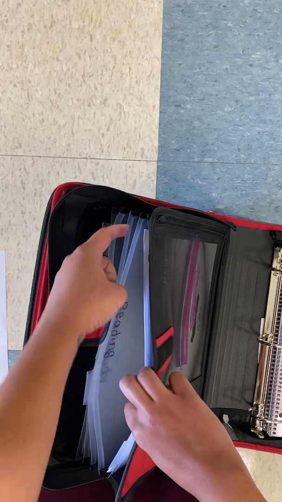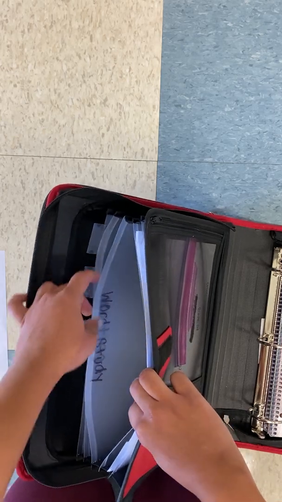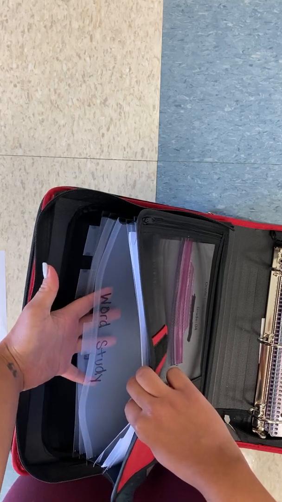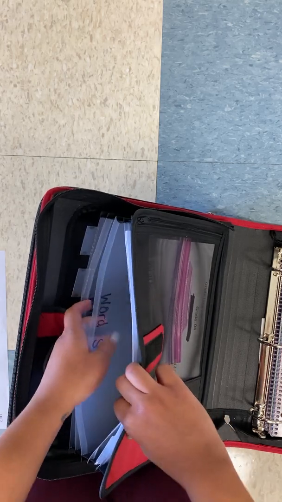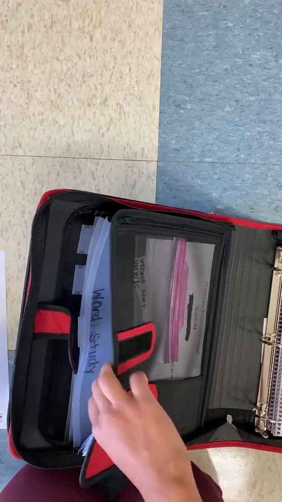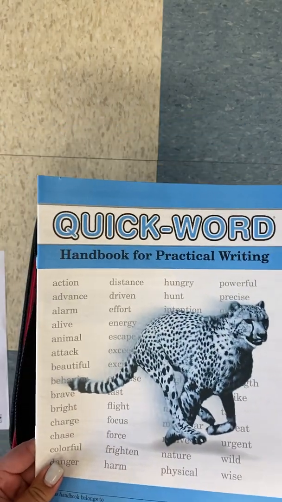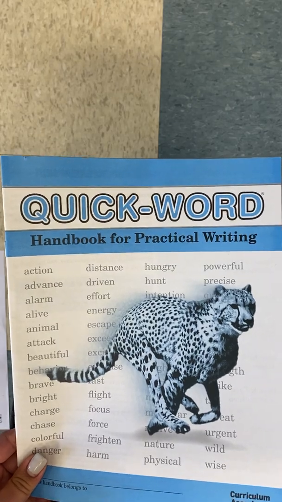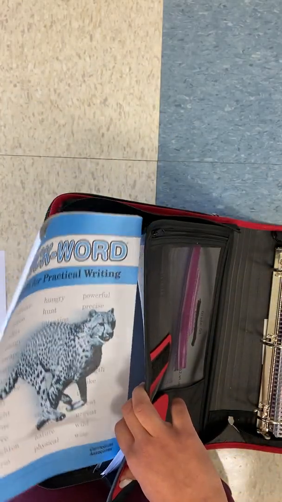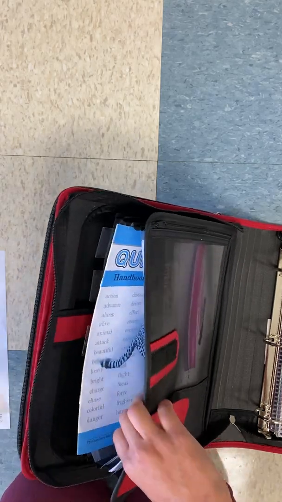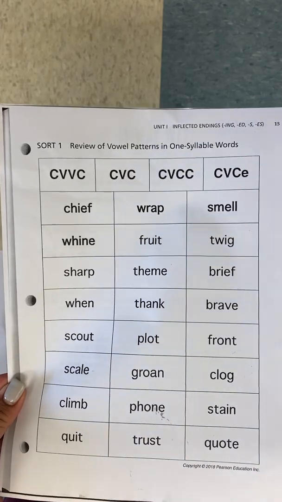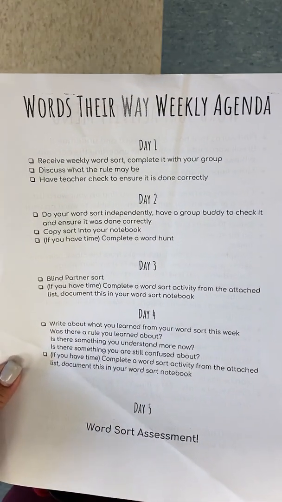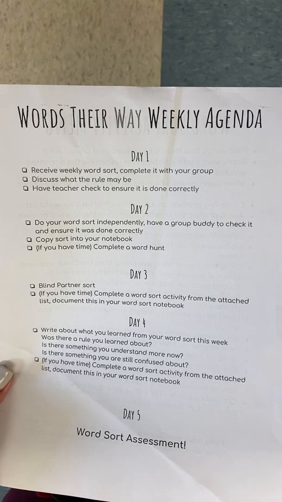We can now move on to the next divider folder. This one will be dedicated to any materials that have been sent home already for word study. You have 3 things going in this pocket. The first thing is your quick word booklet. Next up is a copy of word sort number 1. The last paper to go in your word sort paper folder is your Words Their Way weekly agenda.